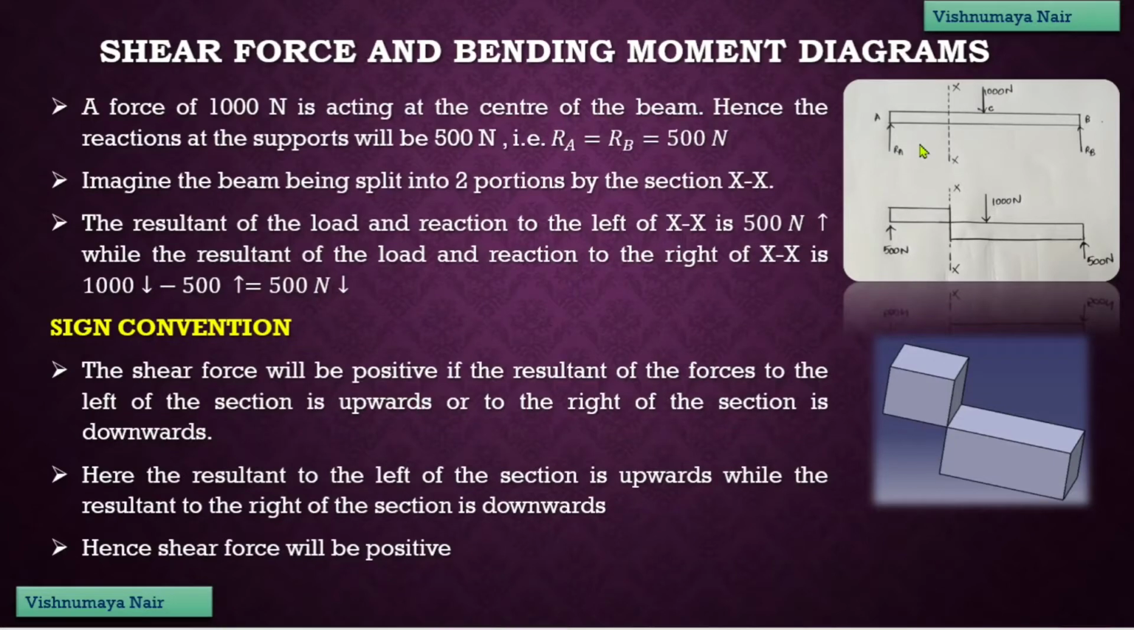Now, you can check the same on the right side also. On the right hand side of the section, we have one reaction force and one externally applied load. Now, the resultant of these two forces is 500 Newton which is acting in the downward direction. Therefore, on the right side of the section, we have the resultant force acting in the downward direction. Therefore, shear force is positive.